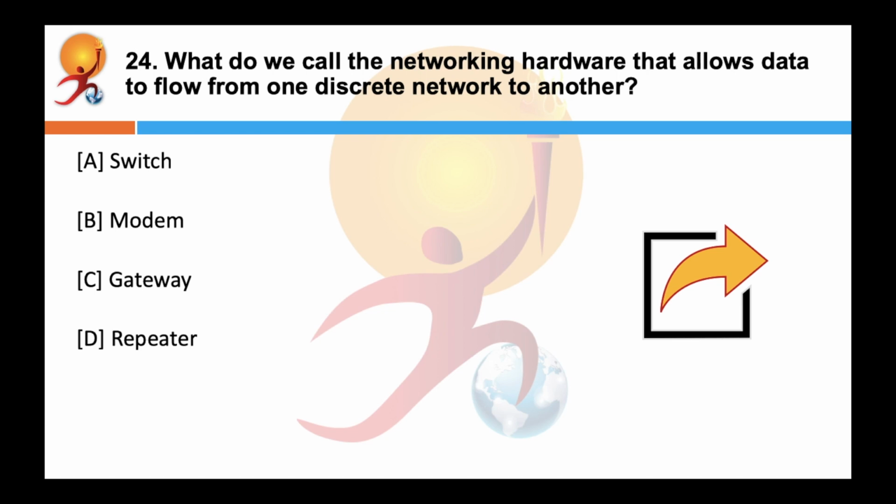What do we call the networking hardware that allows data to flow from one discrete network to another? Correct answer is C. Gateway. A gateway is a multi-use device that includes a modem and a router all in one. It allows data to flow from one discrete network to another.